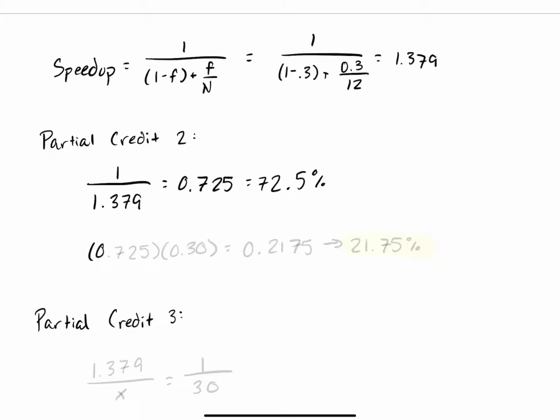Further, we can multiply this by 0.3, and we do this because the MIPS FP chip processes 30% of the processing, and this gives us 0.2175, which means that 21.75% of the unenhanced system's execution time would be executed by MIPS FP.